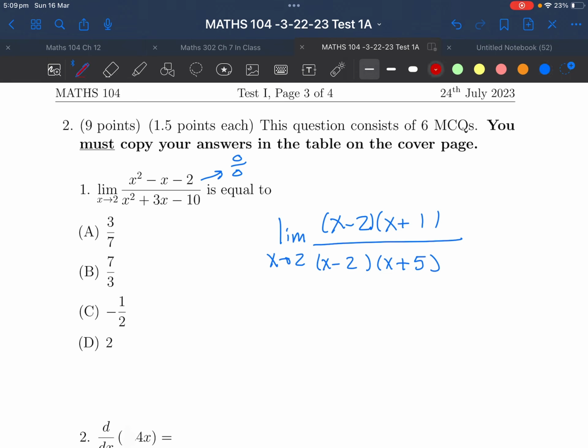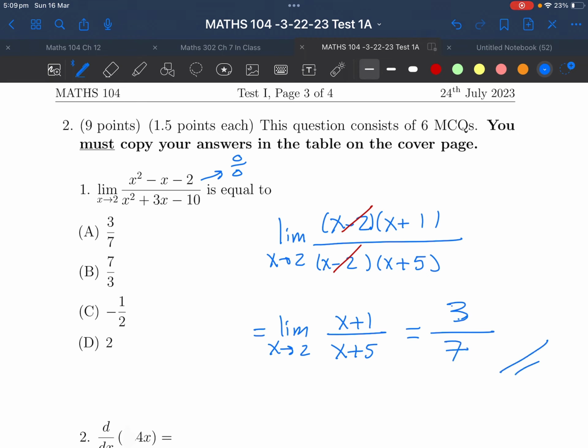And now there are cancellations, x minus 2 with x minus 2. So the answer will be the limit of x plus 1 over x plus 5. Now if you substitute 2, you get 3 over 7. And that's the answer. 3 over 7, that's what we get as an answer. Now, which one is the right answer? It is the first one, so we just need to shade this number here.